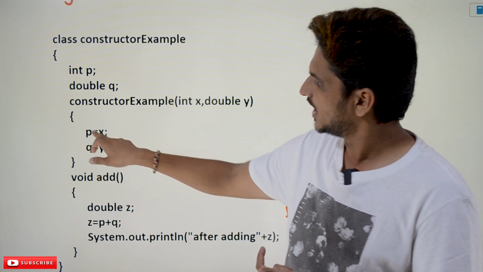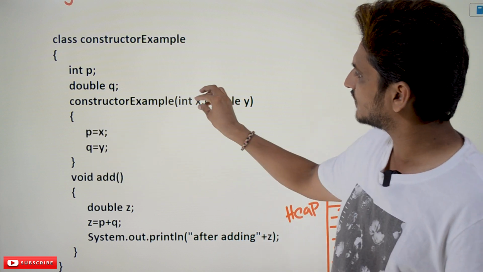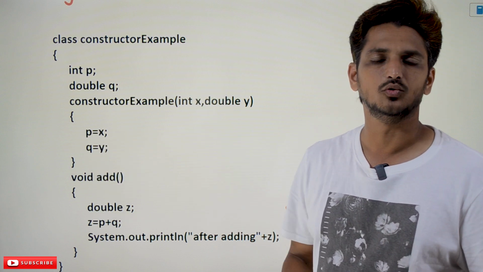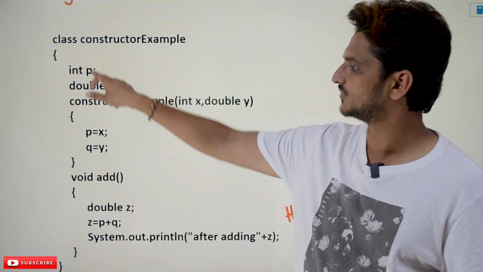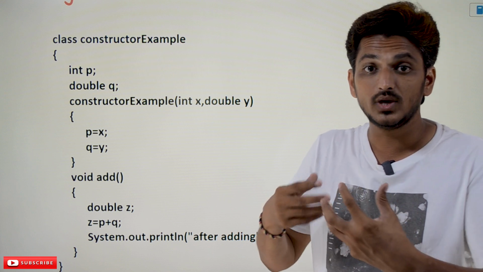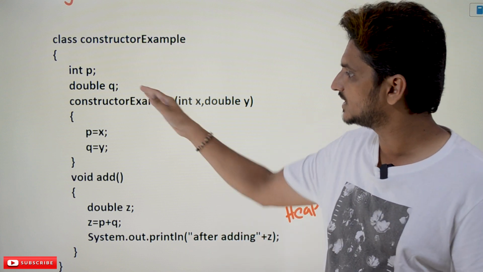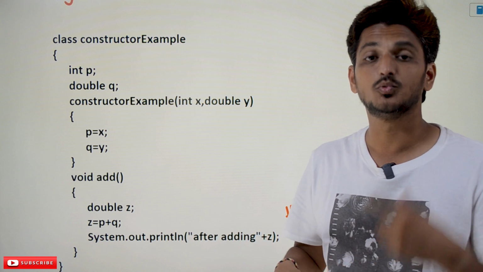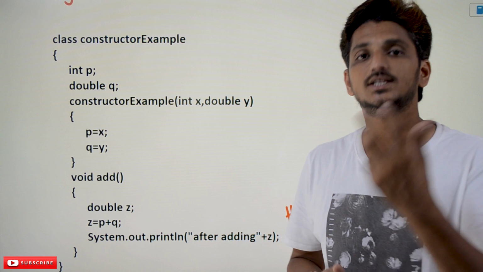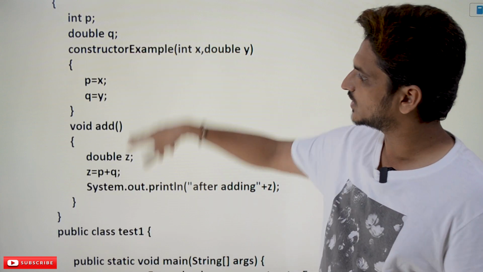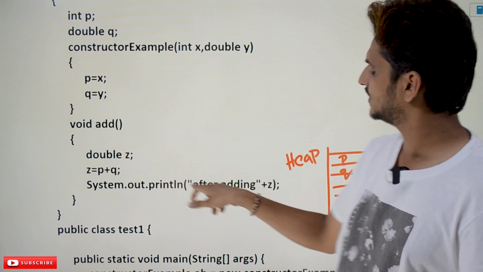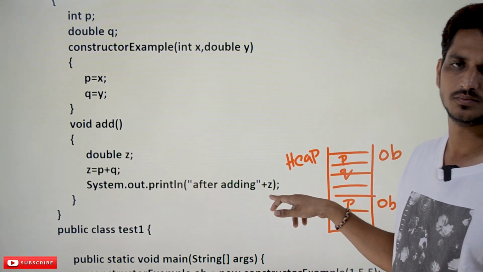What we have written here, p is equal to x, means whatever value we send is assigned to p. The y value is assigned to q. What is p? It's an instance variable. What is q? It's an instance variable. So we initialized the instance variables here. For this purpose, most of the time we use constructors, for the initialization of instance variables. And in this class, we have one method, the add method. It is going to add p plus q, and display the z value.